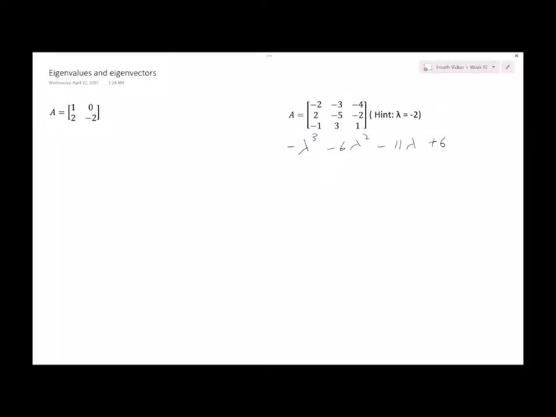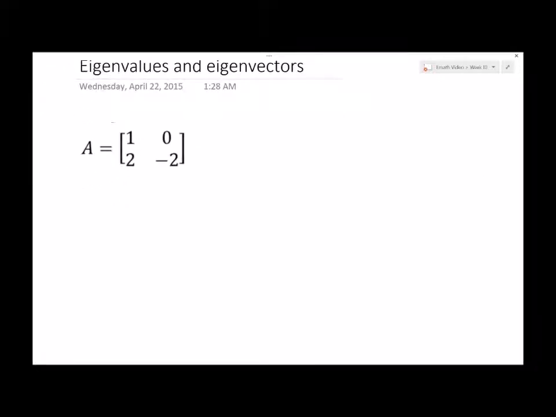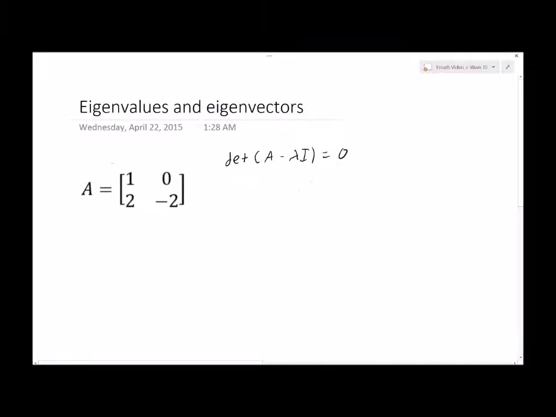Eigenvalues and eigenvectors. Now, to get the eigenvalues, I'm going to write the actual mathematical formula. The determinant of A minus lambda I has to equal 0. It's a fancy way of saying the determinant of A with lambda subtracted down the diagonal has to equal 0. Let me just write it out.